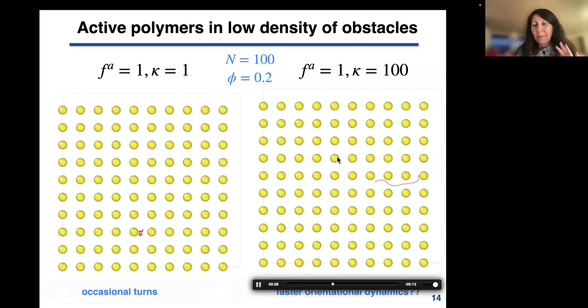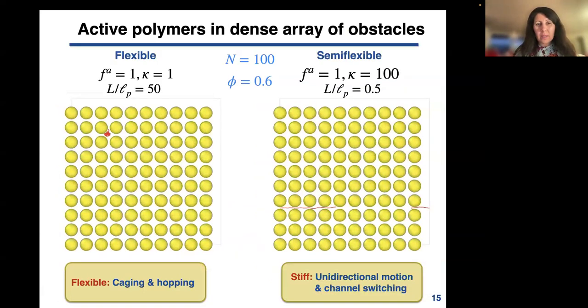It's not dramatically affecting the motion and also the conformation by the obstacles. Occasionally it just goes around the obstacles.